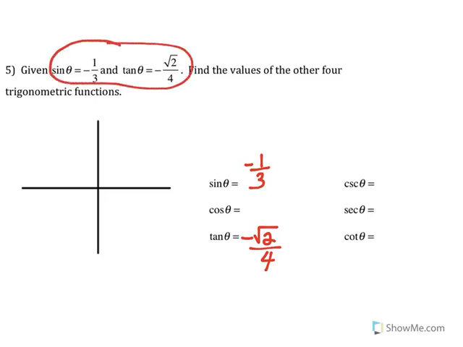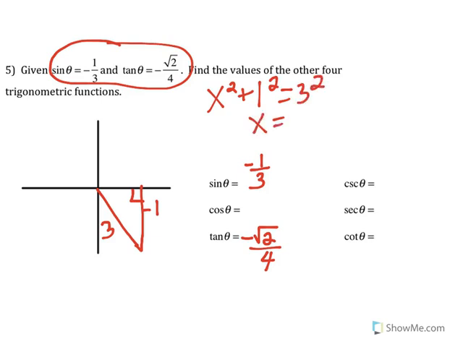We're going to look for the quadrant. We want to figure out a quadrant where both are negative. Same quadrant actually as before. We're going to be working in quadrant 4. We have opposite over hypotenuse, so we have 1 and 3, and the negative sign will be on the 1. Missing side, x squared plus 1 squared equals 3 squared. So our missing side, again, is our 2 root 2. That's going to be our x value here.